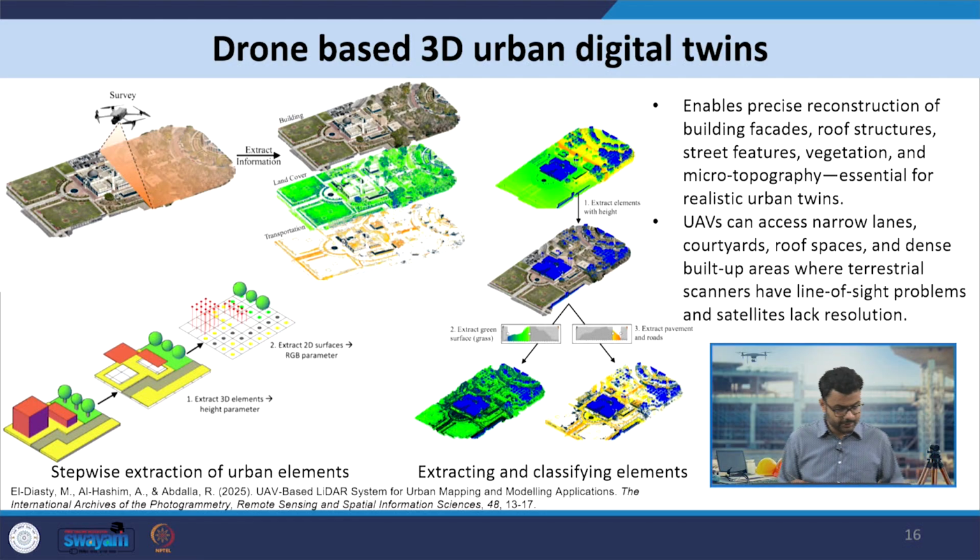So, this is showing an example of a drone survey performed in an urban area by the authors. And from this drone survey, the building, land cover, and transportation related layers were extracted. So, using the three dimensional information, different elements were extracted, and based on the height of the elements, whether it belongs to building, land cover, or transportation, were segregated. And these different layers then help in contributing to the urban digital twin.